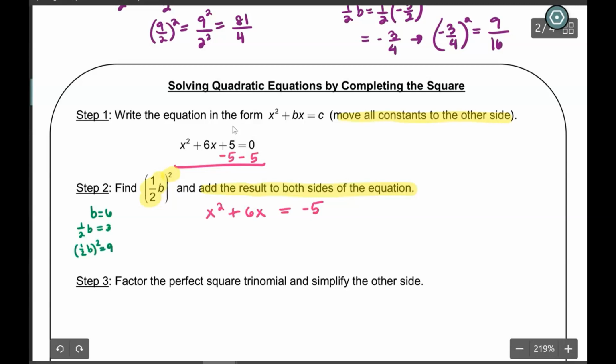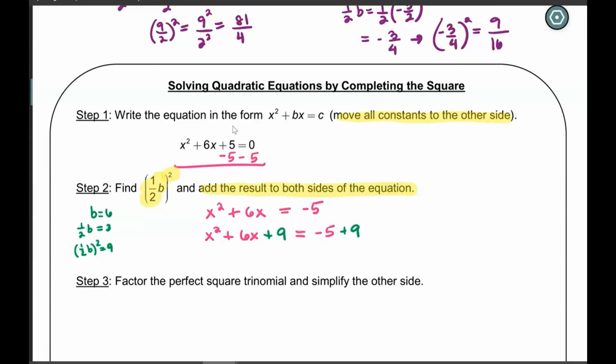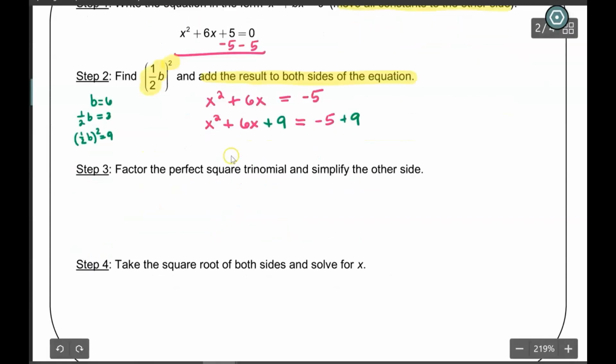is 9. So what I'm going to do is I'm going to have x squared plus 6x, and I'm going to add 9 to the left side. Whatever I add to the left side, I have to add to the right side to balance the equation, right? So whatever we put on one side, we have to put on the other side. So really, I have x squared plus 6x plus 9 equals 4.